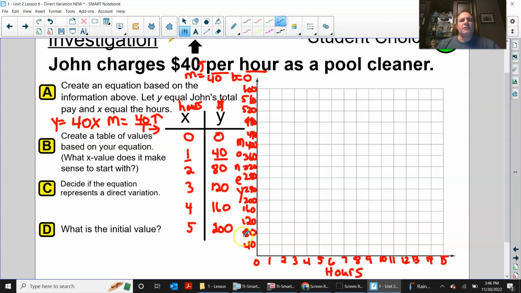So think about it. When John works 0 hours, how much did he get paid? Look at the table, $0. So that is your first point. And I want it to be in blue, and it is in blue. Then 1 hour, a rise of 40, a run of 1. A rise of 40, a run of 1. And you just keep on going like that. Rise of 40, run of 1.